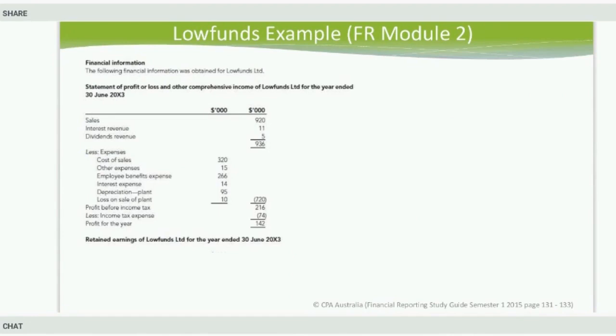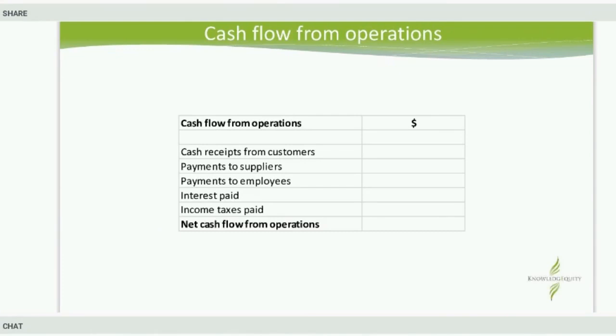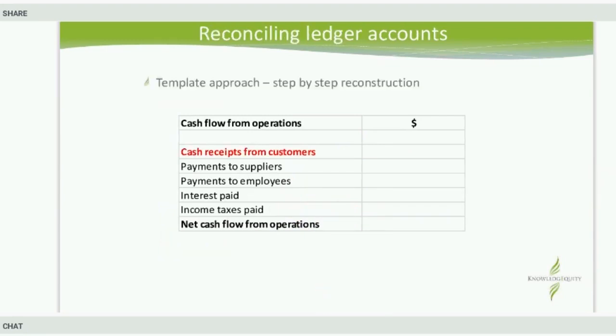So this is the low funds example that you get to work on, and I'll show you what we do. We build the template. I use the same formulas, I just structure it down the page, so it's quick and easy. Now, when we do cash flow from operations, we need to calculate receipts from customers, then payments to the suppliers and employees, then interest and income tax are separately disclosed to make it easier for the user to interpret.